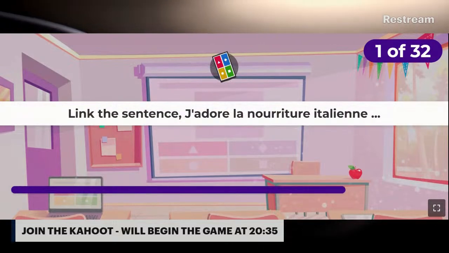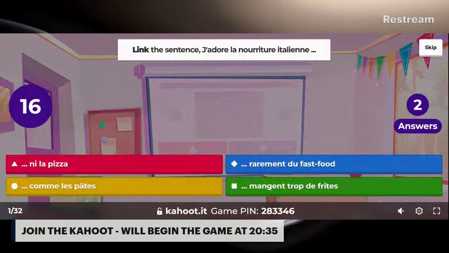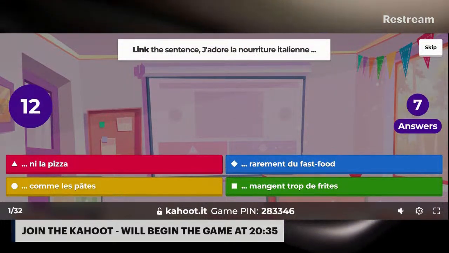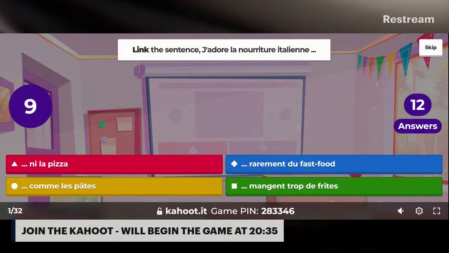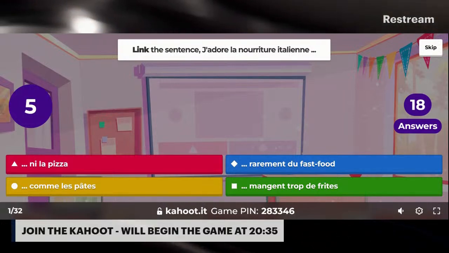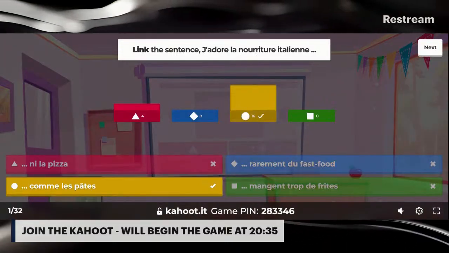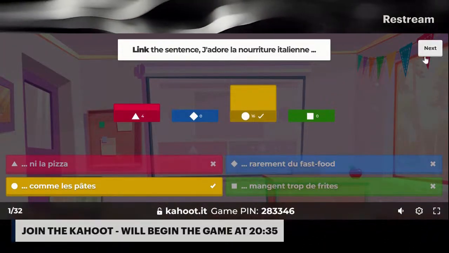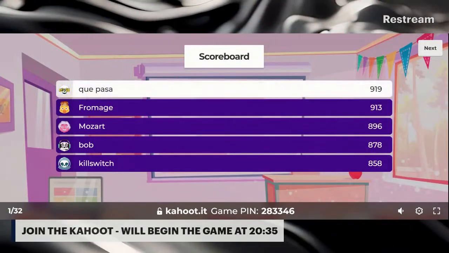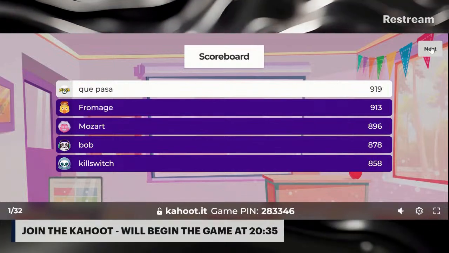Link the sentence J'adore la nourriture italienne. So is it ni la pizza, remonte du fast food, comme le pâté, ou mangeant trop de fruits? Well done, it is yellow. Let's see who's made it to the top. Oh, still looking good with Que pasa and some newer people on the board as well.